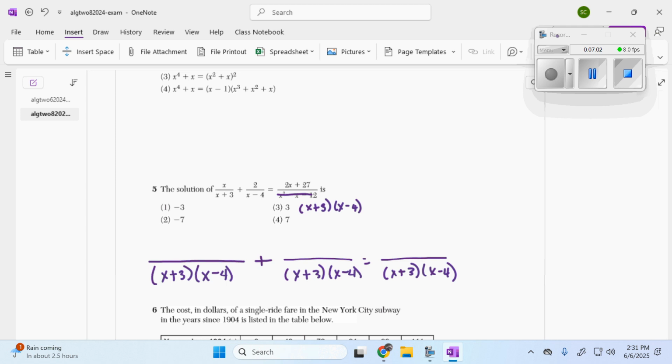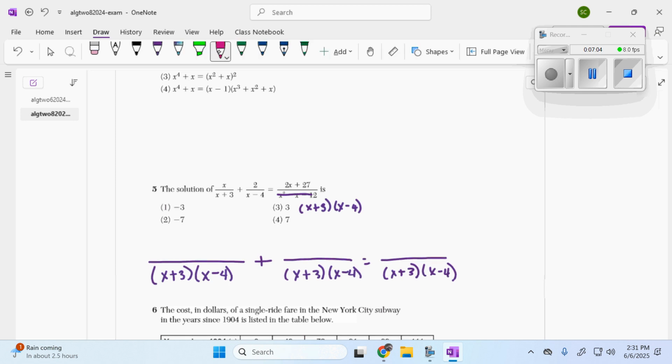So now we have to ask ourselves what changed. So the first fraction only had x plus 3. So I have to put in x minus 4 in the numerator along with the x. The second equation only had the x minus 4, so I have to put a x plus 3 in the numerator along with the 2. The last fraction already had the common denominator, so it's just going to be 2x plus 27. From here, these numerators create your equation.